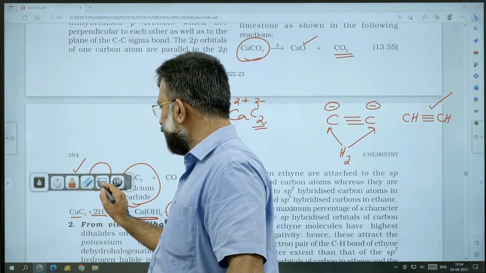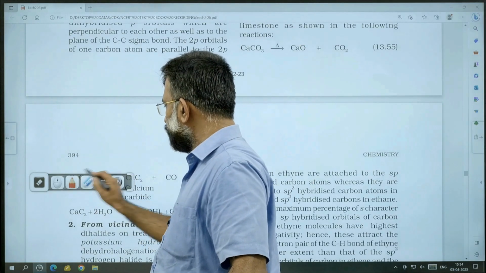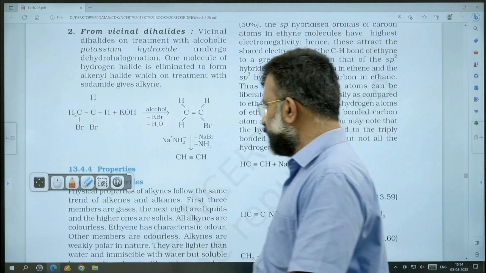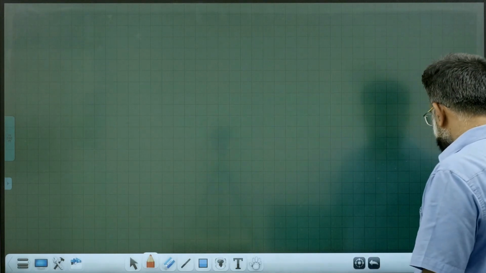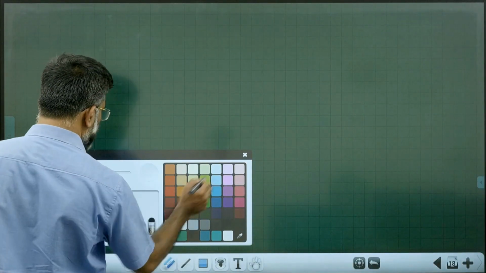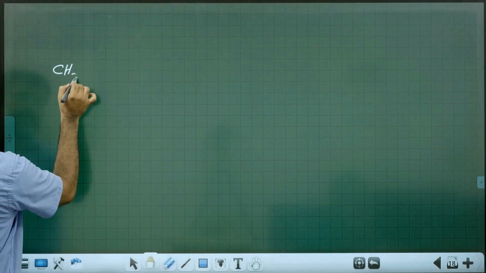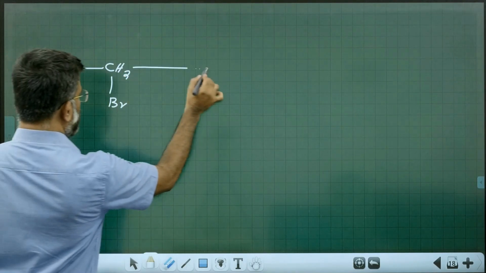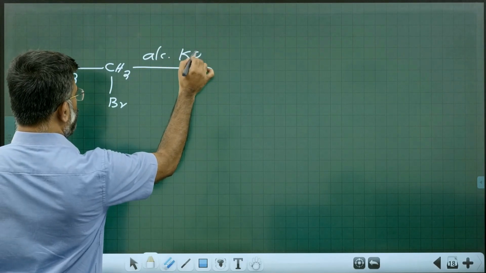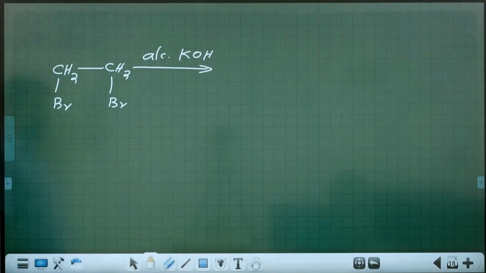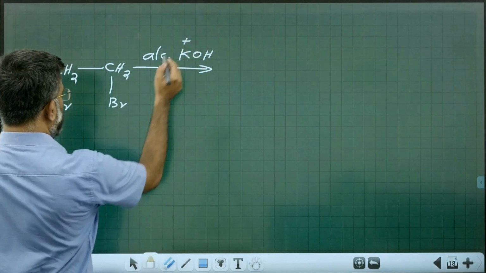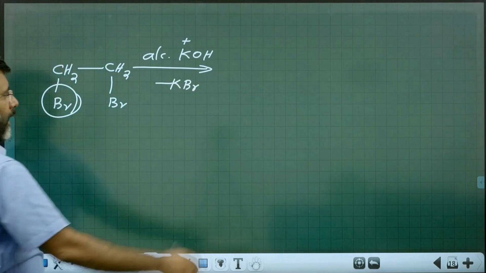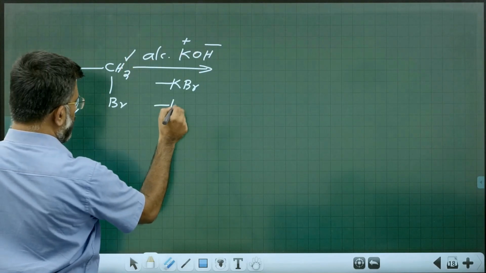Now preparation number two. From a vicinal halide, you can prepare an alkyne. A vicinal dibromide is treated with KOH followed by treatment with sodium amide. You see the reaction: CH2Br, when treated with an alcoholic solution of potassium hydroxide. See what reaction is happening. Simple to understand: K plus with Br minus goes out as KBr, right? And OH minus with one of the hydrogens goes out as water.